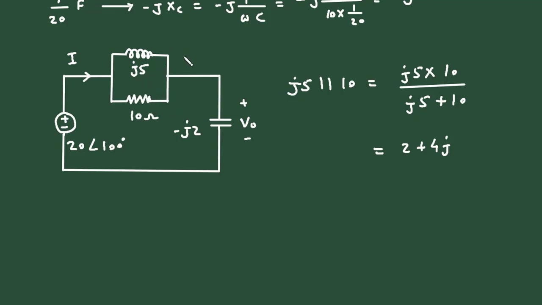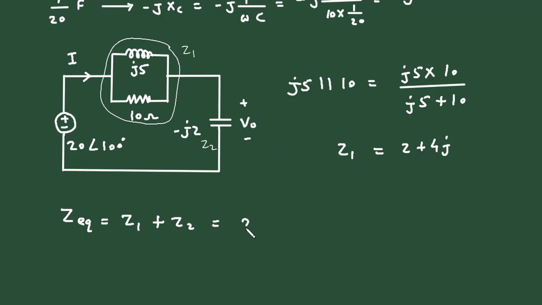Let's say this is impedance Z1 and this is Z2. So total impedance will be Zeq is equal to Z1 plus Z2. This is the value of Z1, so it is 2 plus 4j, plus the value of Z2, which is minus j2. Therefore Zeq is equal to 2 plus 2j. This is the value of impedance in rectangular form.